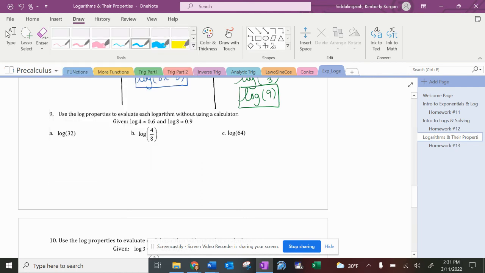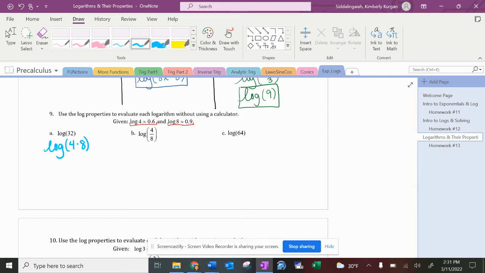Okay, so these are kind of interesting. They're saying don't use a calculator. Just use the fact that log of 4 is 0.6 and log of 8 is 0.9. So what that's really telling me is I want to rewrite everything with a log of 4 or a log of 8. So 32 is a great number to start with because we can think of 32 as 4 times 8. And now let's swing back to those properties.